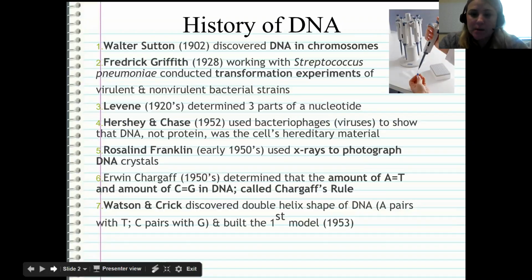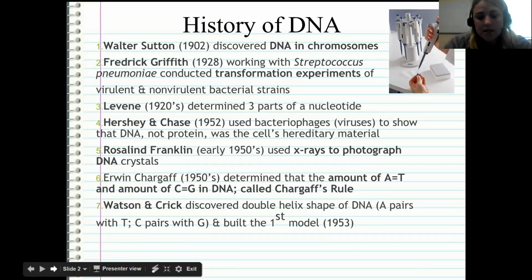Then we have Levine in the 1920s. He determined the 3 parts of a nucleotide. You guys are going to know what that is. We have Hershey and Chase. They used bacteriophage, or viruses, to show that DNA, not protein, is actually what is inherited. Then we get into the big players in the structure of DNA.